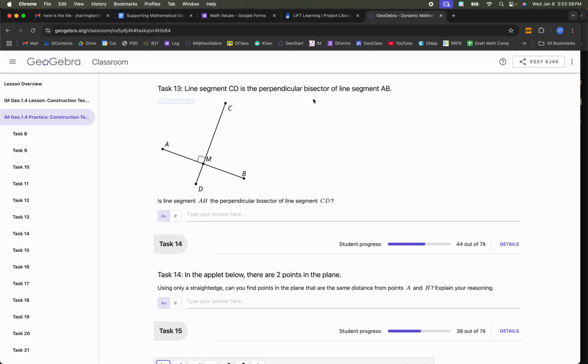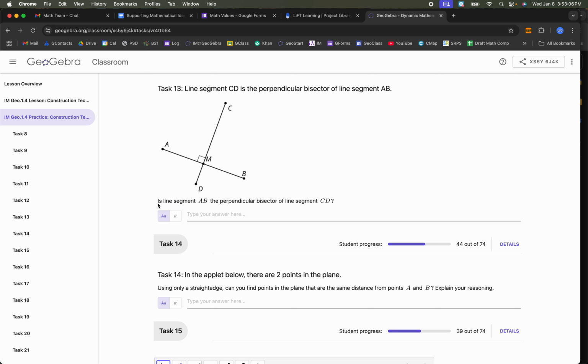Perpendicular bisector. Bisect means to cut into two halfway. So bi means two, sect means to cut. So bisector means cut in two. So this segment here, CD, cuts segment AB perfectly in half, and it hits at a right angle. That's what the perpendicular part is, okay? All right, so that's the given information.